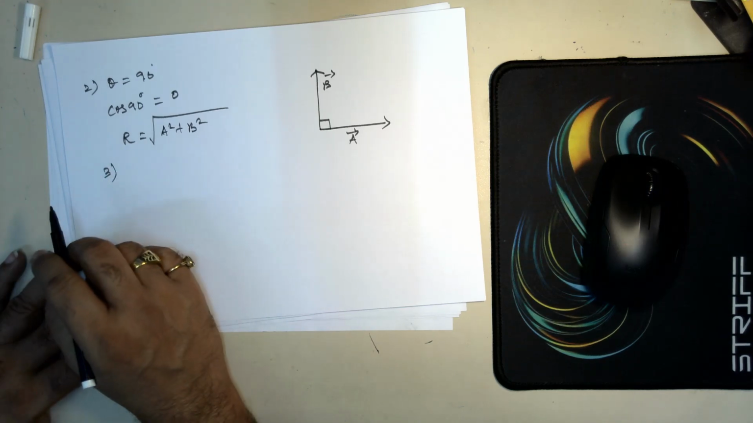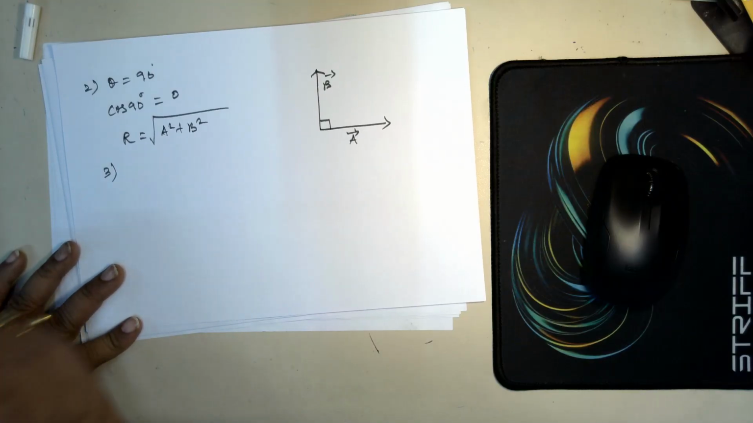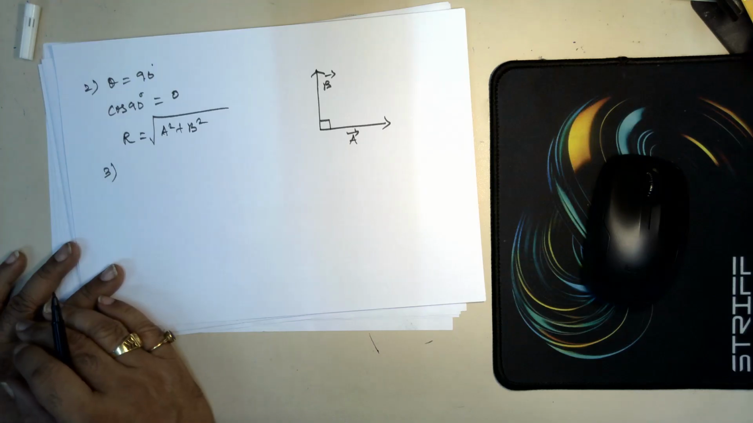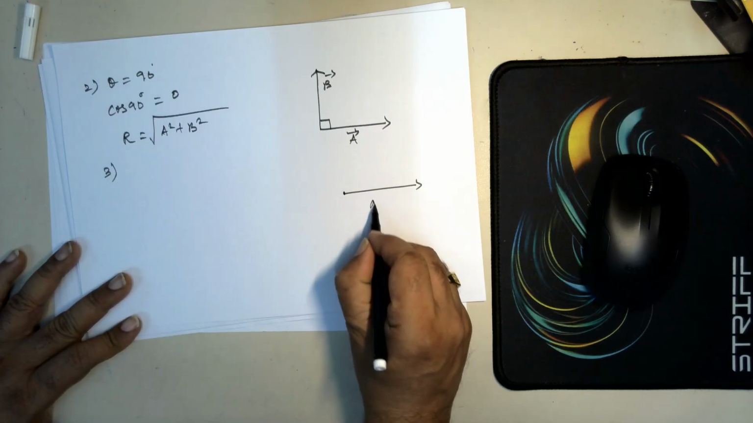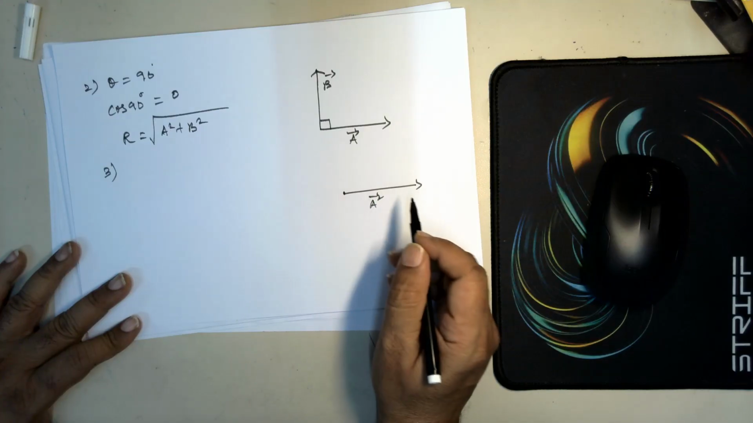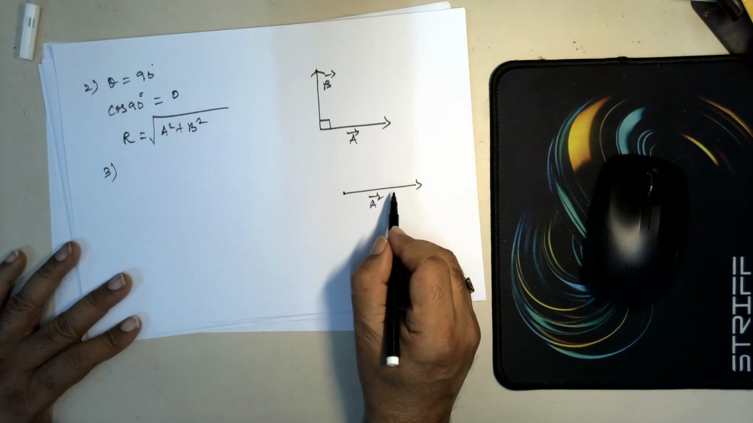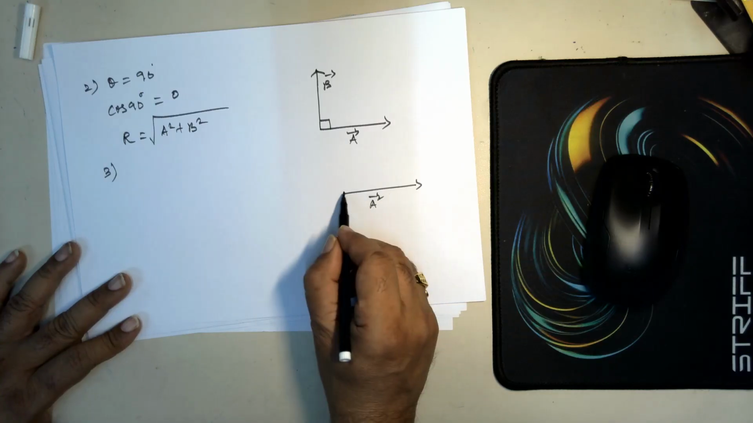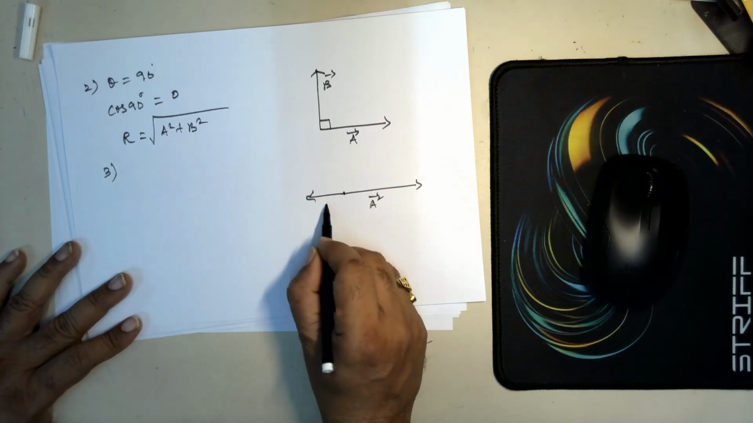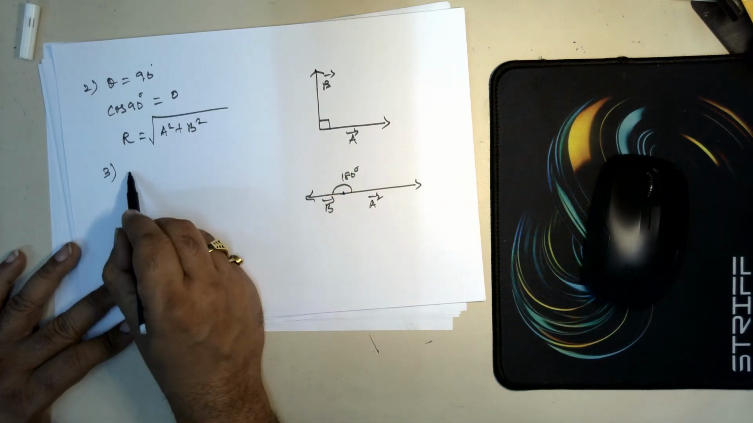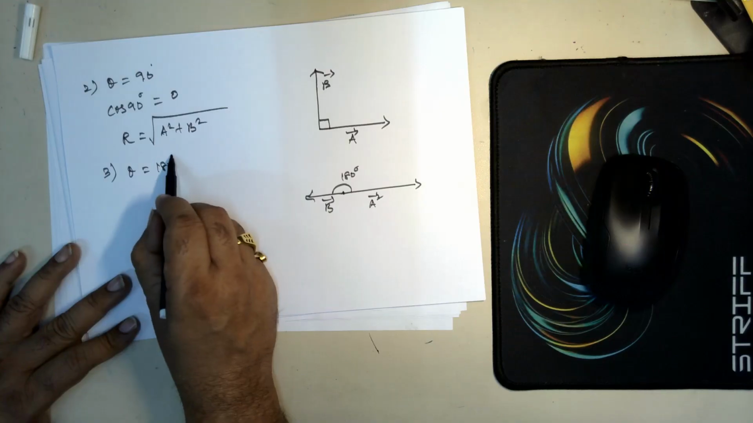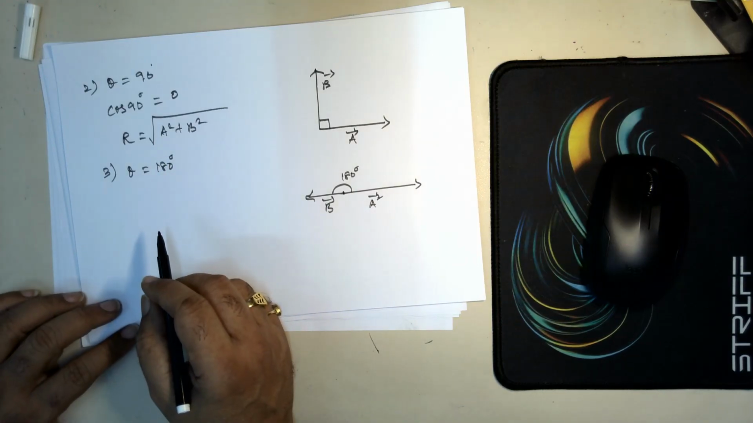Now, let me tell you, these two vectors are collinear but in opposite directions. What is theta? A straight line, but opposite. 180 degrees. Very good. Okay. So this is vector B. It means the angle is 180 degrees. Therefore, theta is equal to 180 degrees. Take down. Theta is equal to 180 degrees.